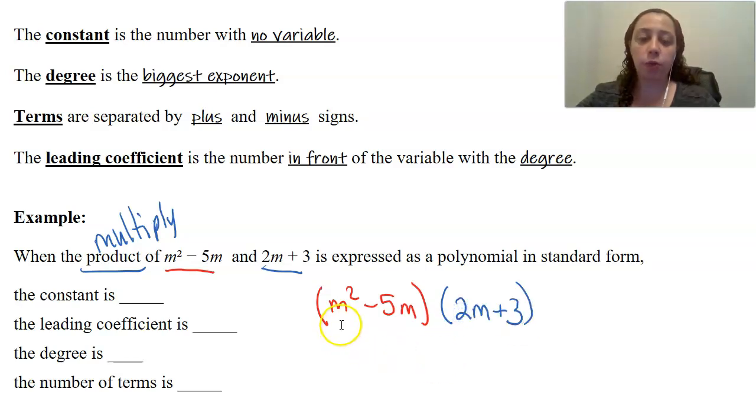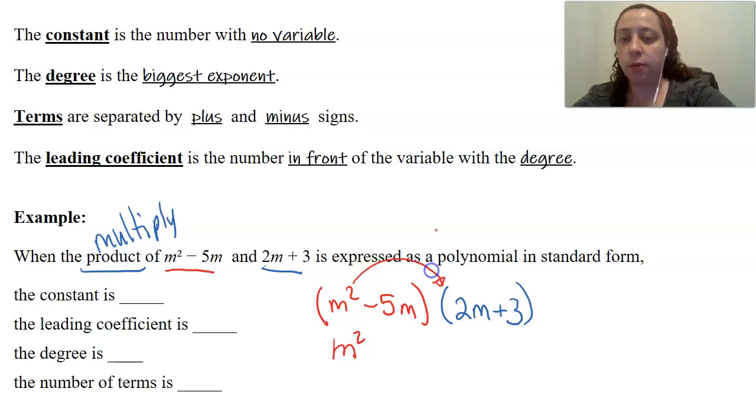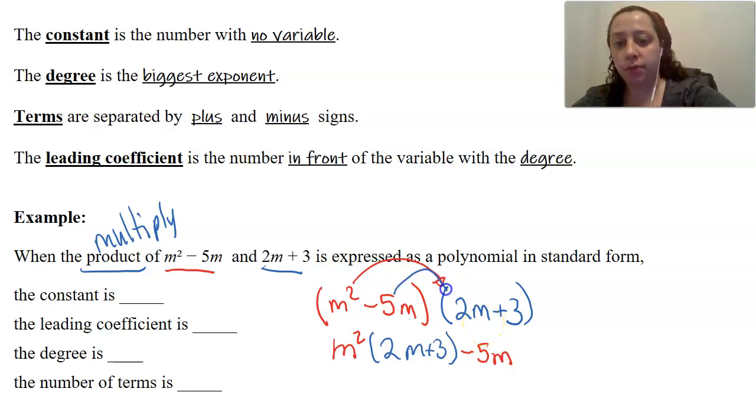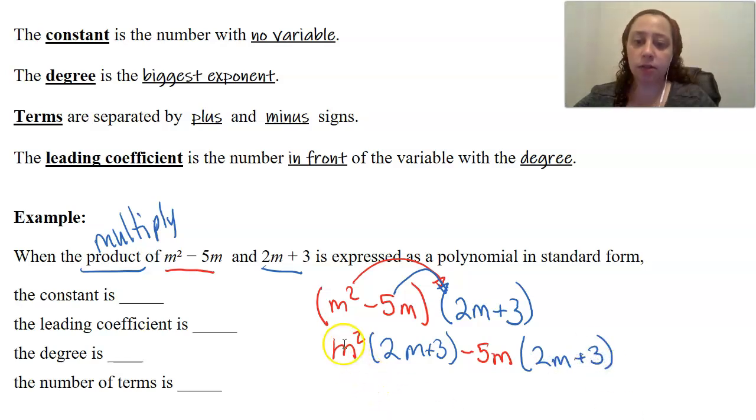Now we need to distribute each of the first term to the second polynomial. So I'm going to put m squared with our second polynomial, 2m plus 3, and then minus 5m with our second polynomial. Now we can distribute this.